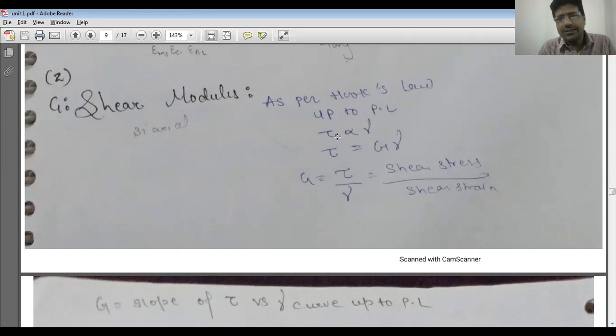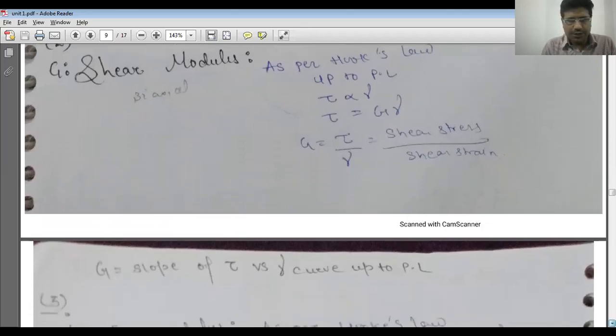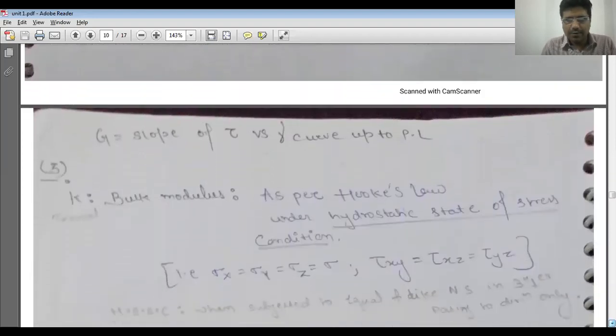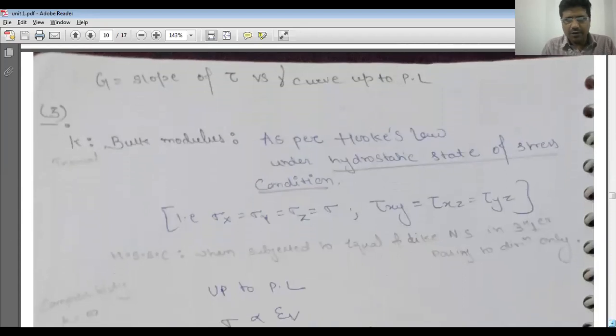We have shear stress directly proportional to shear strain, and this is the value of G, that is the shear modulus of elasticity. So this will give the value of G. G is tau over gamma, shear stress by shear strain, the slope of the tau versus gamma curve.